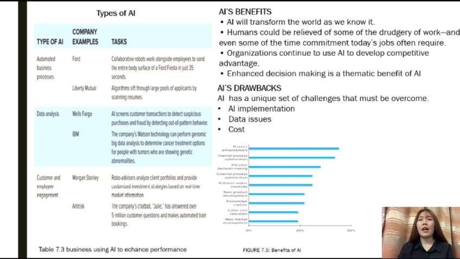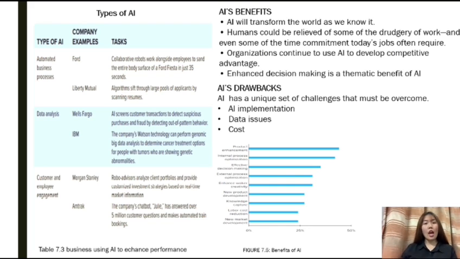The third type of AI is customer and employee engagement. For the company example, Morgan Stanley, Robo Advisor analyzes client portfolios and provides customized investment strategy based on real-time market and trade. The company's chatbot Julia has answered over 5 million customer questions and made automated train bookings.